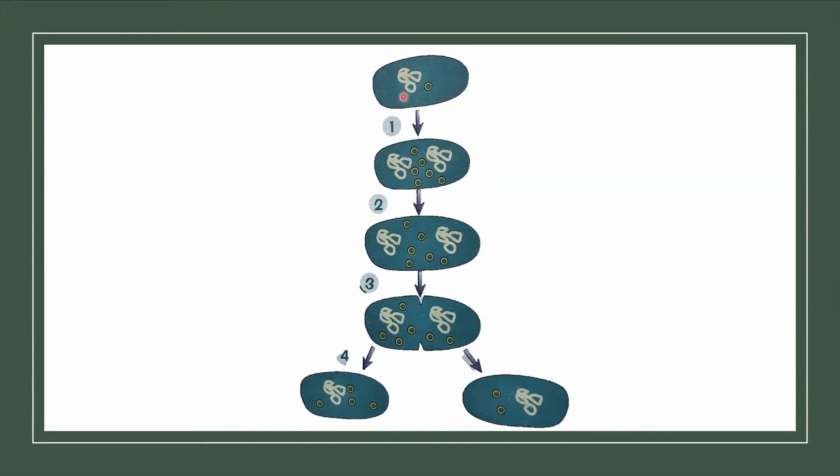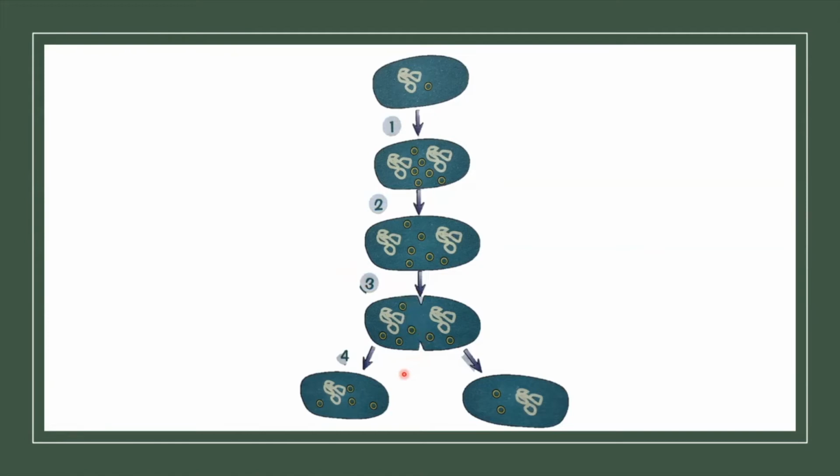So in step 1, we have the circular DNA, which is shown here, replicating. So we go from 1 to 2. In step 3, the cytoplasm begins to divide, and a new cell wall begins to form. In step 4, the cytoplasm divides and two daughter cells are produced.